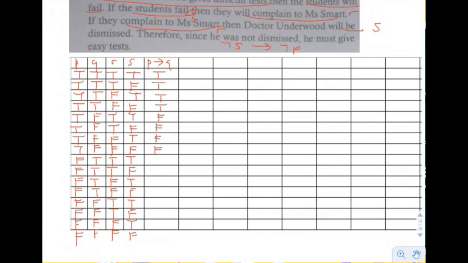Because this is basically saying when P is true, Q has to be true too. When P is false, Q can be anything. So then these are all false. Oh, I'm sorry, they're all true. True, true, true, true, true, true, true, true. Okay.